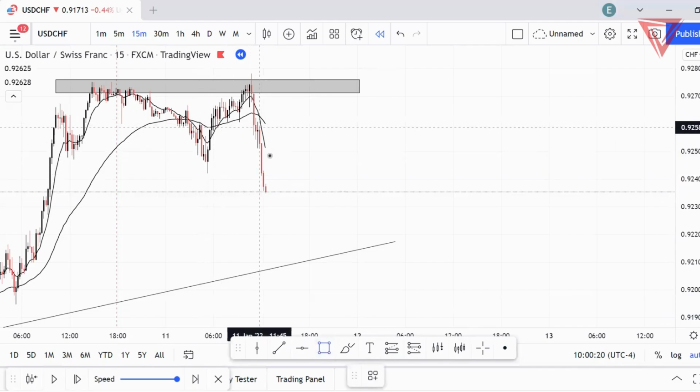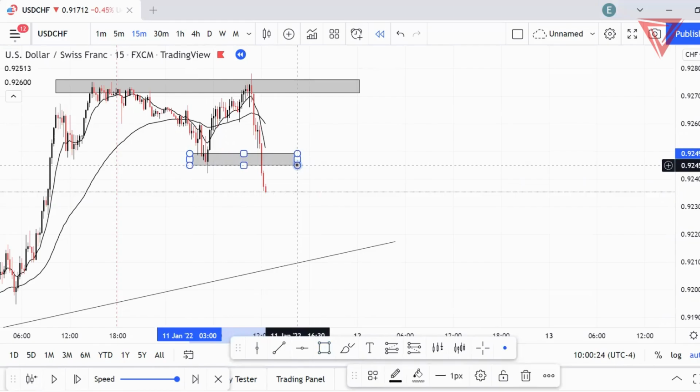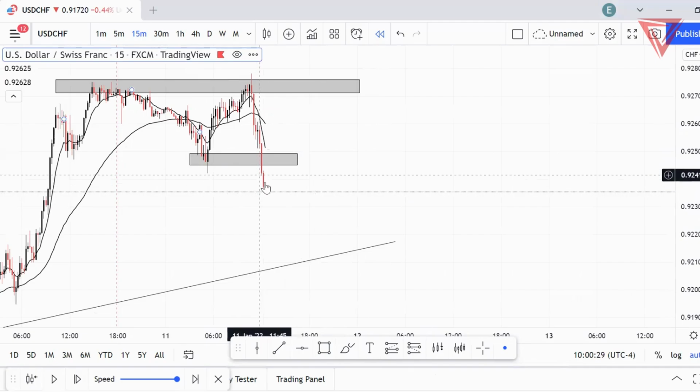You can see that there's a moving average right here coming, but you can also see that there's a little zone right here. So what I would typically look for in this scenario is for the candlestick to push back up, retest both the moving average and this zone. So let's see what happens.